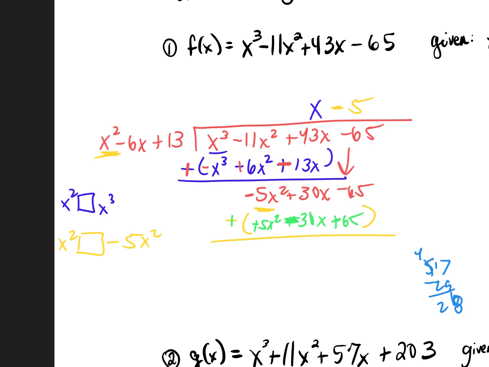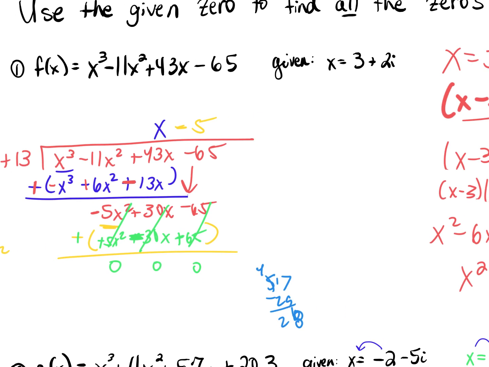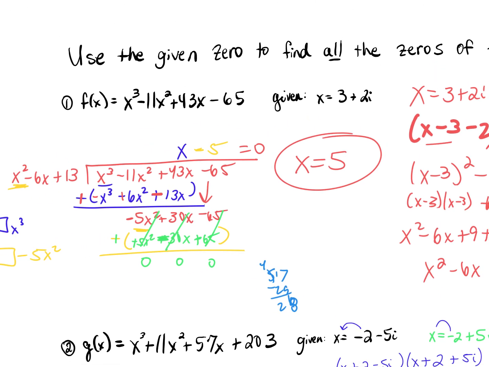So negative 65 and 65 cancels. 30 and negative 30x cancel. Negative 5x squared and positive 5x squared cancel. So we're left with x minus 5. We set that equal to 0. And we find that our other solution is x equals positive 5.